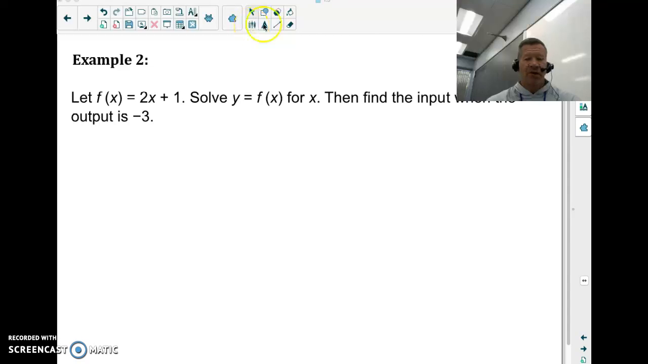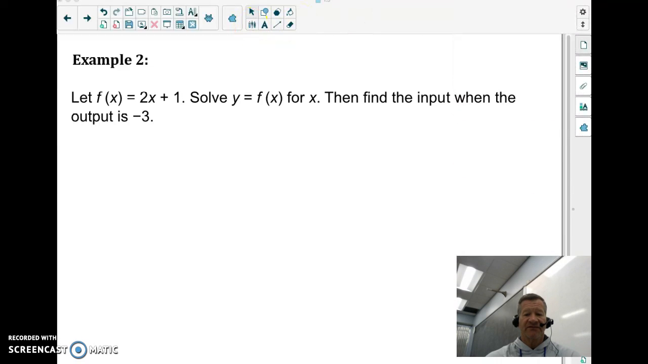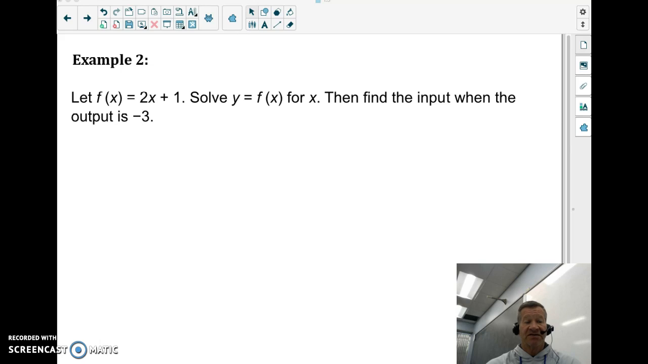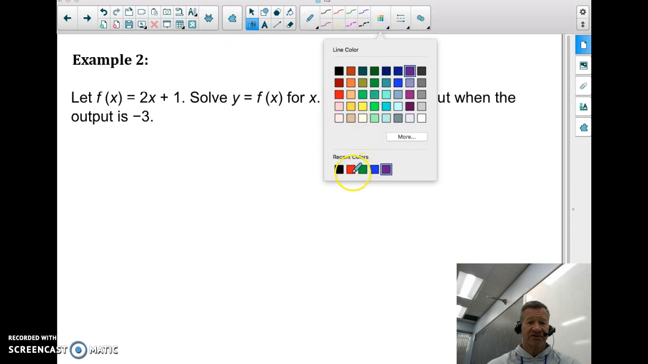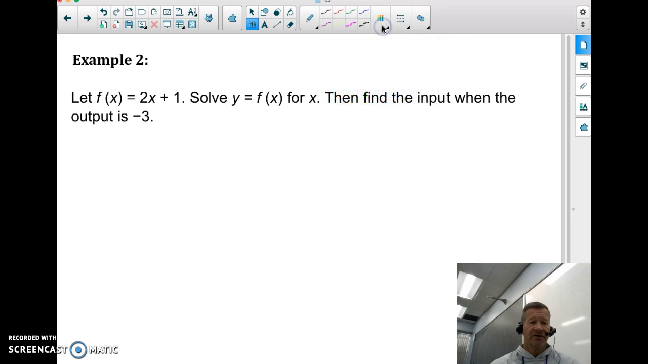So in example 1, we learned what the inverse of a relation is. Now in example 2, we are going to apply that to a function that's actually written algebraically in function notation. Okay? So maybe the most difficult part of this is making sure that you understand the directions. All right, so let's read through those carefully.